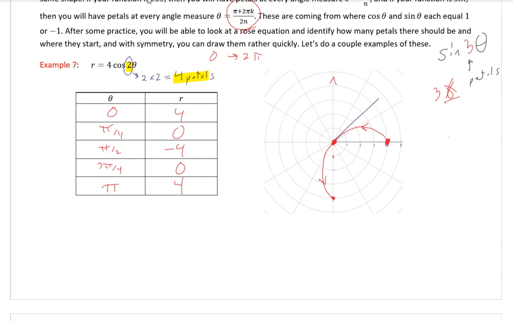And then at 3 pi fourths, which would be here, I get a radius of 0, which means we're coming back to the origin here. So we're coming back this way. Notice how that is creating a petal. And then at pi, we have a distance of 4. Pi is right here, so we have a distance of positive 4. 0, 1, 2, 3, 4. So we go in that angle measure direction, a distance of 4.